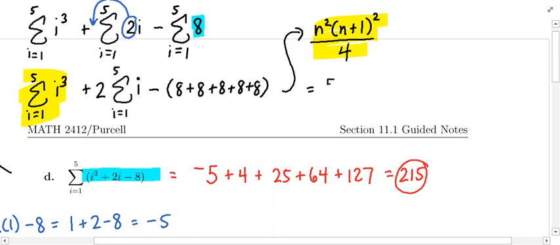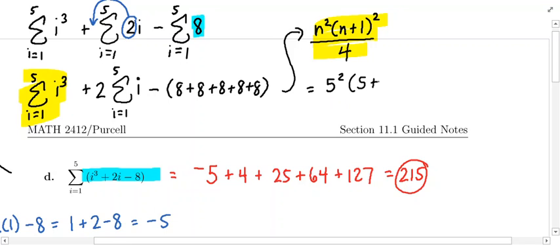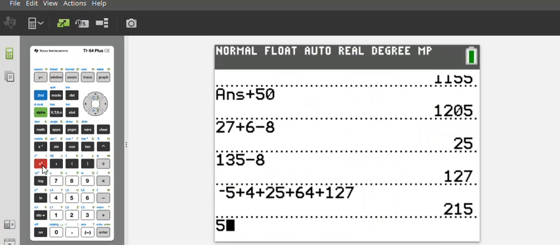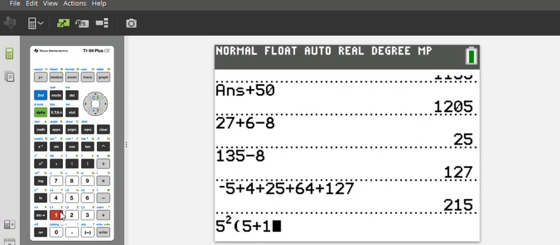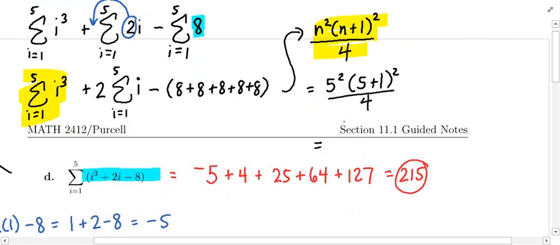So this is going to be 5 squared times 5 plus 1 squared divided by 4. And so that is going to give us, let's see, if we put this in the calculator, 5 squared times 5 plus 1 squared divided by 4, we're going to get 225 from that first summation. Remember, this is all the yellow stuff.